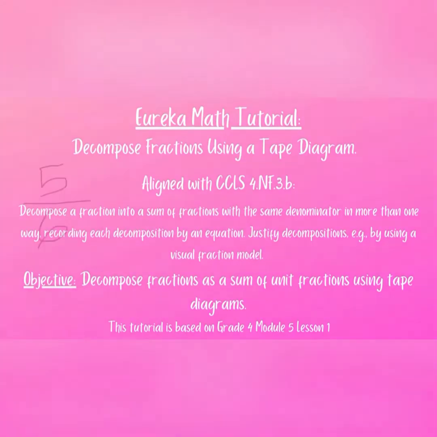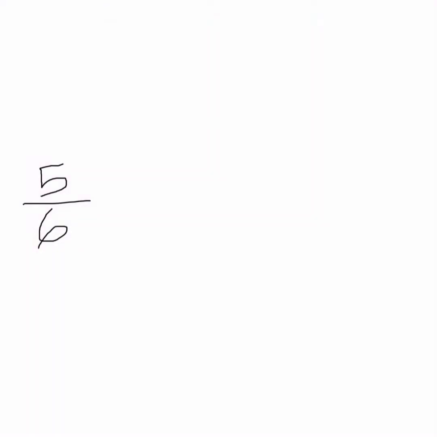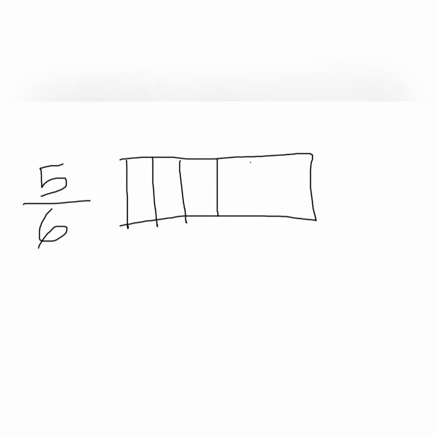Okay, let's get started. First I'm going to show you how to draw a tape diagram to represent a fraction. The fraction that we have right here is 5 out of 6, or 5/6. A tape diagram looks like a rectangle. In this case, we're breaking it into 6 pieces because our denominator is 6. Now that I broke it into 6 pieces, I'm going to shade 5 of those pieces to represent the numerator, which is 5.